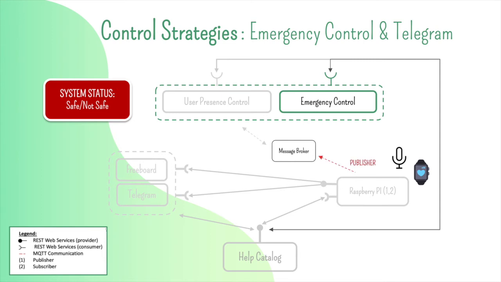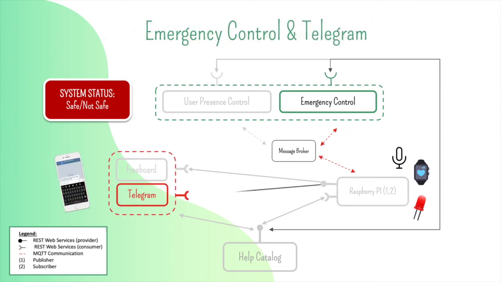As before, the Raspberry acts as a publisher and the emergency control as a subscriber. It then analyzes this data and sends back the result. To do so, it is now a publisher while the Raspberry is a subscriber. The final result is that the patient status is switched to not safe mode and the red LED is turned on. Immediately, the system sends a message to Telegram advising the person in charge that an emergency occurred.